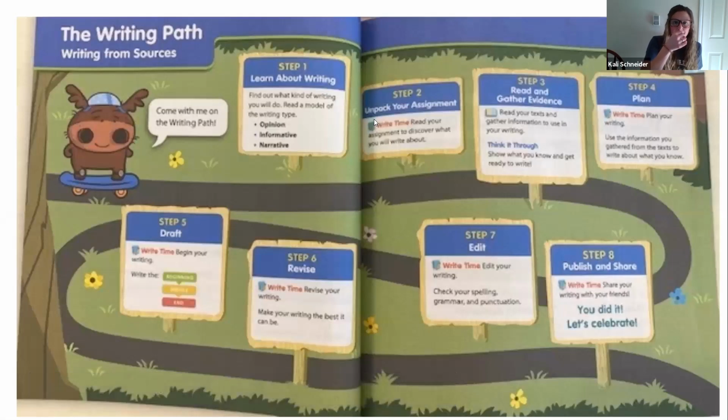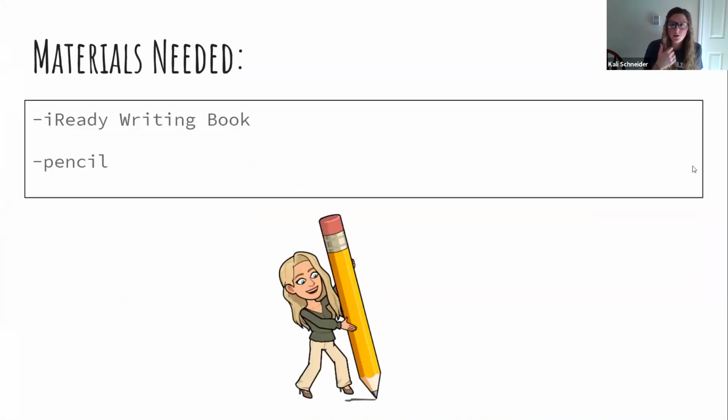So today we are with Herschel here, and we are thinking it through, reading and gathering our evidence still about wheels and axles, and we're going to learn more about friction today and why machines are useful. So make sure you have your iReady writing book and a pencil with you today, or paper or whatever you need to make sure you're following along and getting your information to be able to write a lab report.